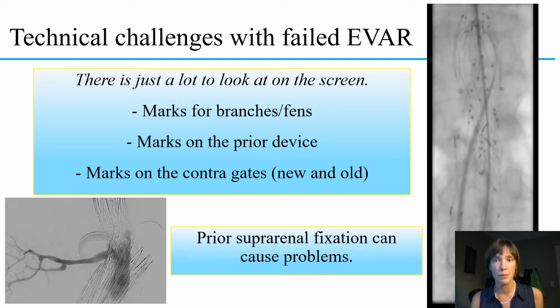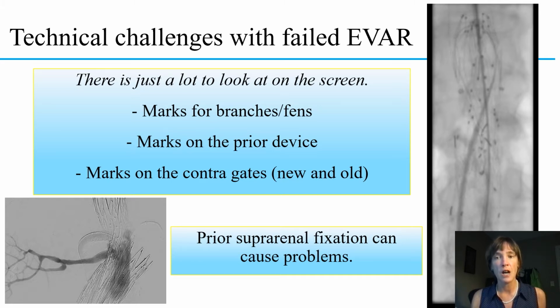And while the marks for the branches and the fens are always part of FBEVAR, there are now also marks from a prior suprarenal fixation stent or the top of the fabric marks. There are marks on the prior contra gate. And when gauging where to deploy a new bifurcate, often an inverted limb bifurcate, it's important to ensure proper overlap with the fenestration component, of course. And then cannulating that contra gate can just be really challenging through several layers of stent struts all kind of superimposed on one another. It's just very challenging to track the fine wire movements.